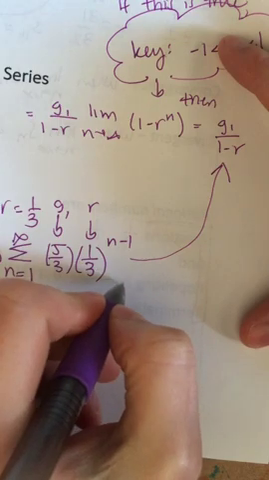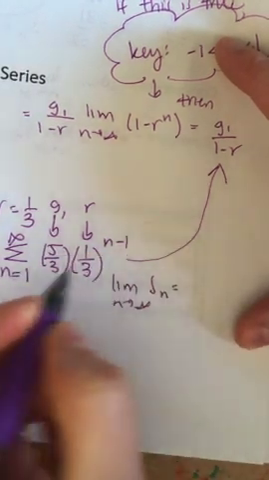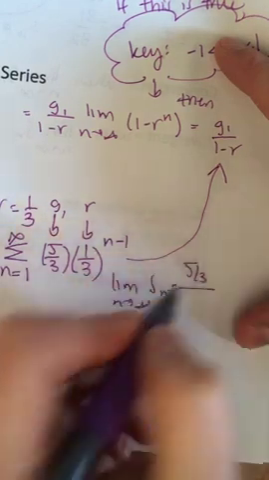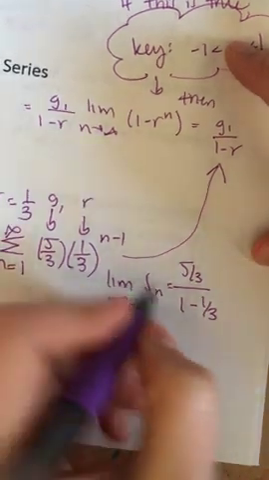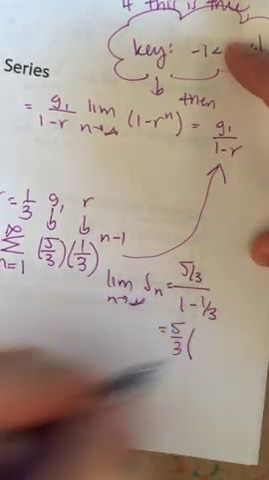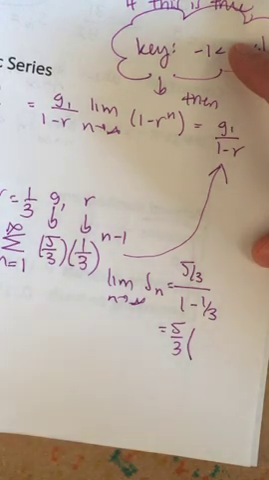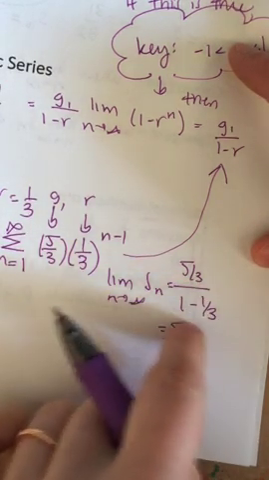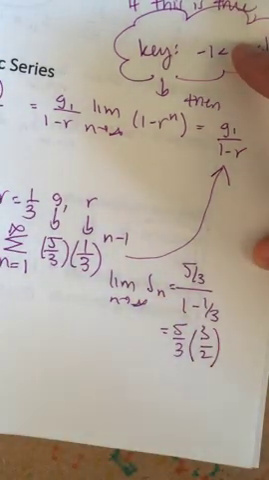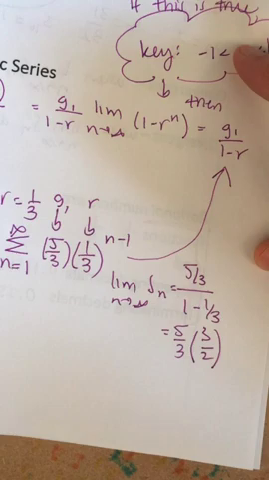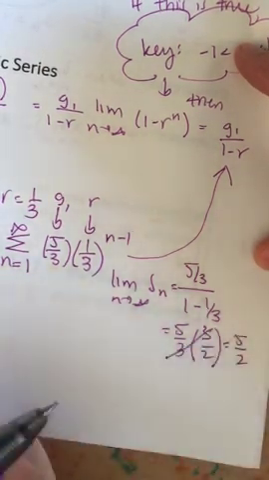So I'm going to have the limit, as n goes to infinity, of s sub n equal to 5/3 divided by 1 minus 1/3. 1 minus 1/3 is 2/3. So this is 5/3 multiplied by the reciprocal because my denominator is a fraction. So the reciprocal of 2/3 is 3/2. Remember, if you divide by a fraction, you multiply by the reciprocal. And the 3's make 1, and I get 5/2.